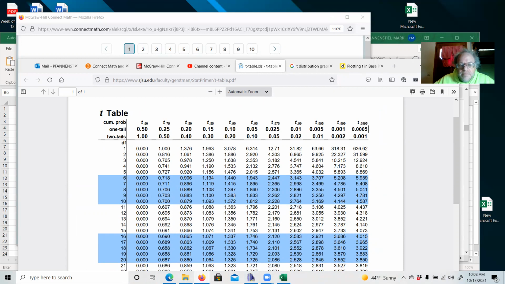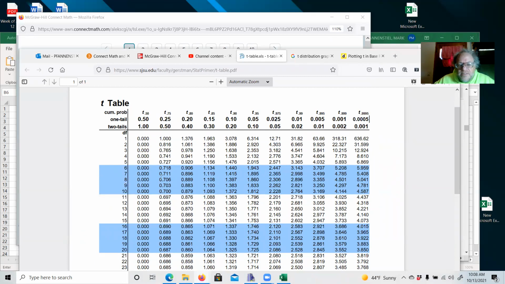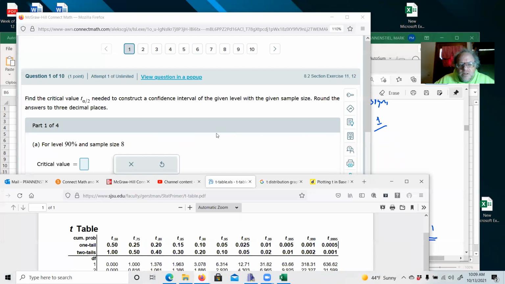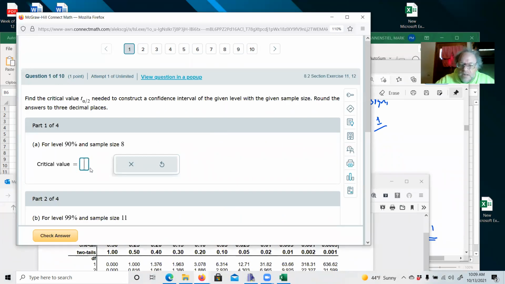T90, and what do they say, sample size? Did they say sample size or degrees of freedom? Sample size of 8. 8 minus 1 is 7. So I think what we're getting here is 1.415. That's the one they're going to want here. So let's go ahead and check 1.415, and so we're going to do that.